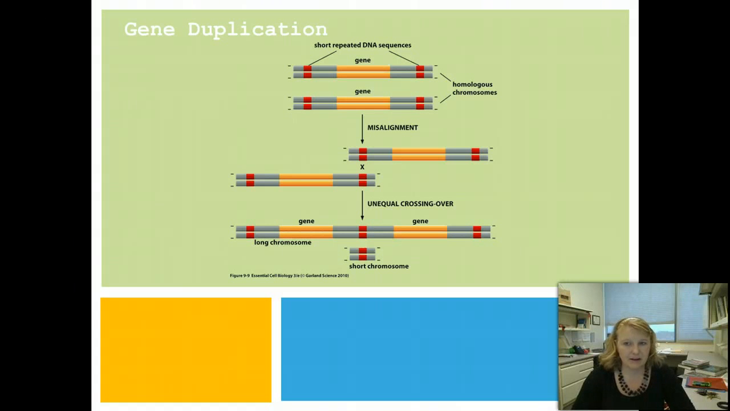And then this can cause errors to be made in how things are read, because if the genes are in different places, they can't be read the same way. And so it's really important to understand how that works.